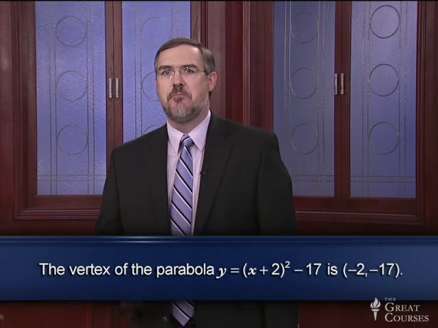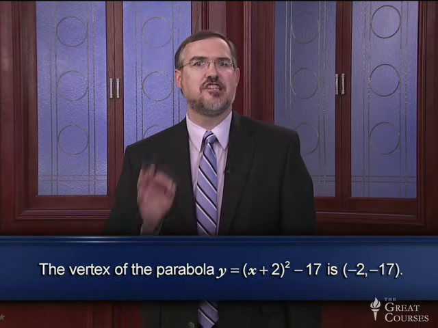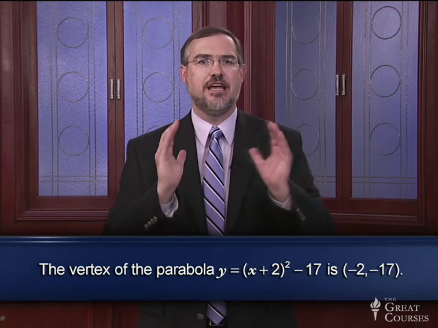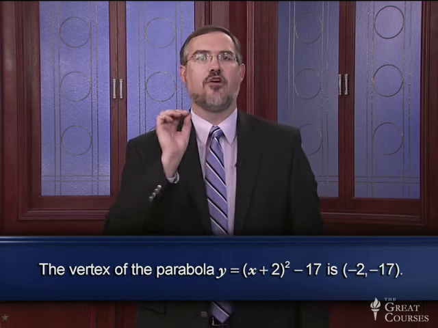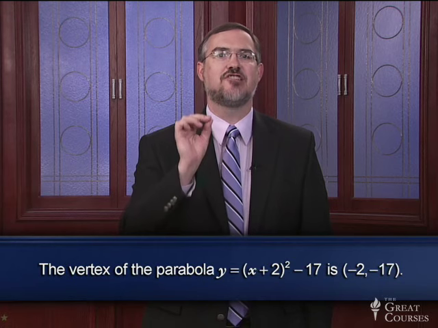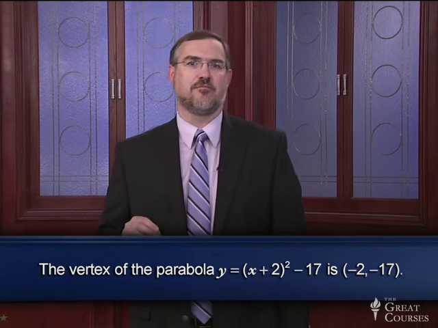Basically, the x coordinate is the opposite of the number inside the squared term, and the y coordinate is the number that's outside the squared term. So we see that this completing the square is actually extremely helpful if we're trying to find the vertex of any parabola. That's just one reason to use completing the square, but it's a very, very important one.